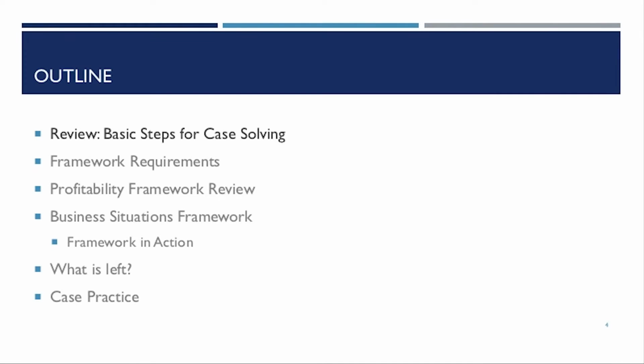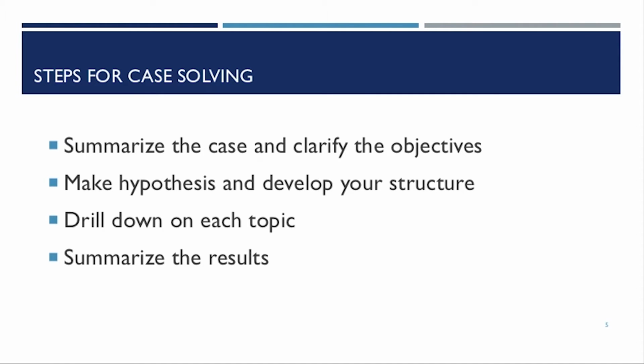So let's get started. So what are the basic steps of case solving? There are only 4 steps actually, which is very simple from the first glance. We just start with summarizing the case and clarifying the objectives. And then we will develop a structure, before which we'll have to make a hypothesis. And we drill down on each topic, and then we synthesize everything, and then summarize the results and recommendations.